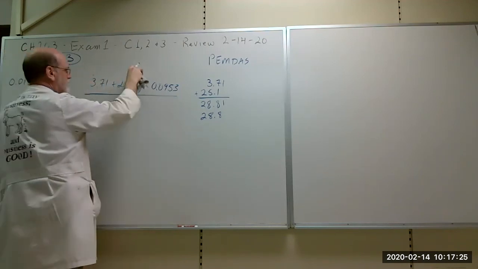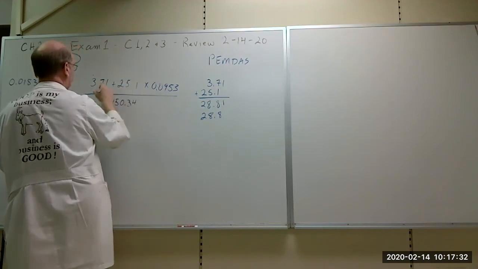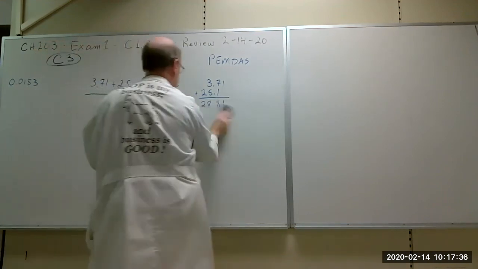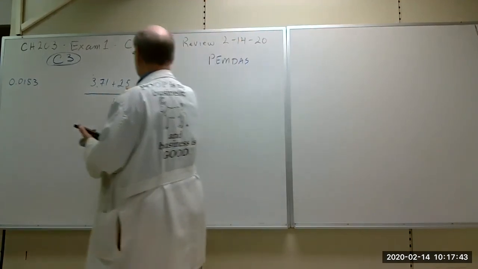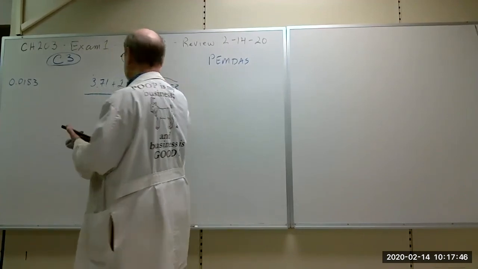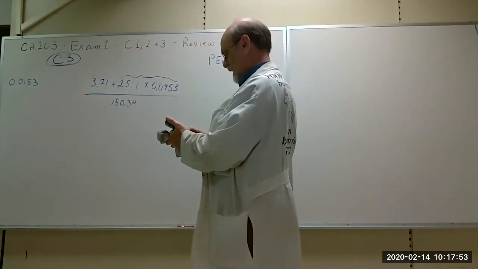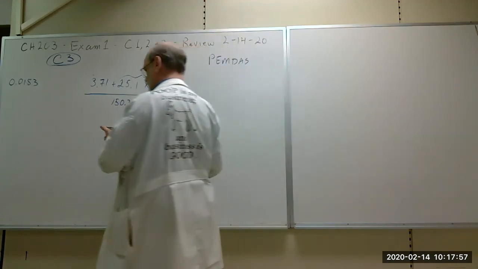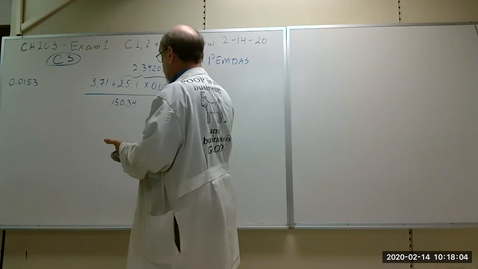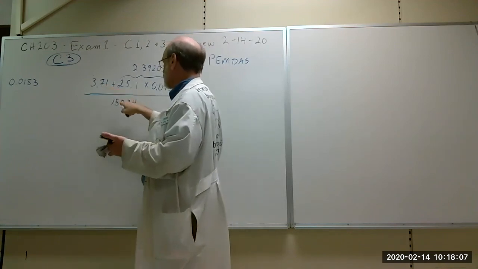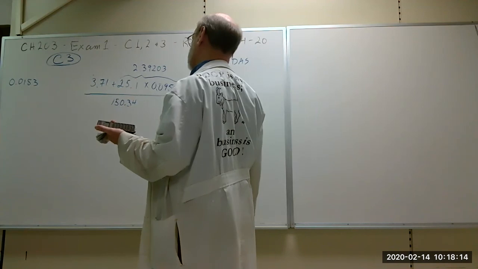So now we have to go to the rules. All right. So no parentheses, no exponents. Multiply. Okay, multiply these two together because they're closest in proximity. 25.1 and 0.0953 is 2.39203. Now, before we can do anything else, because this is an add subtract, well, actually, I didn't see this one coming. I just got hit by a train.